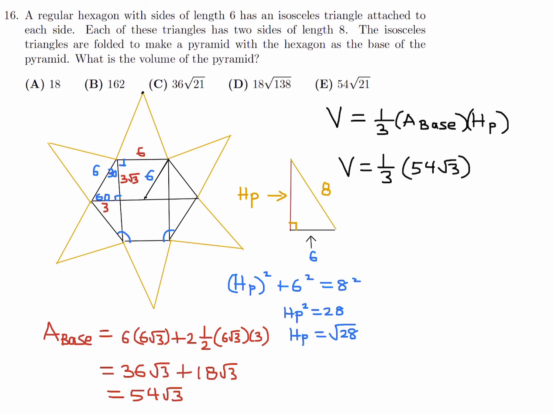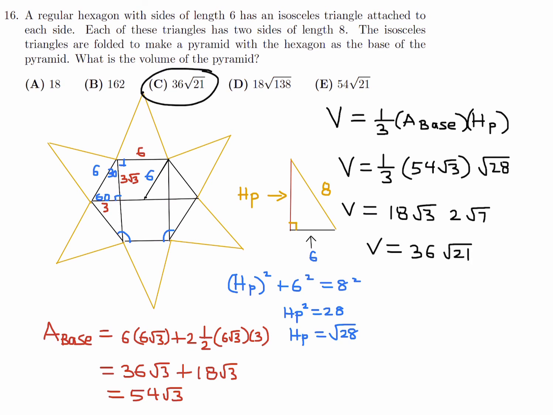And then the height I had previously figured out is root 28. So let's see here. That becomes 18 root 3. Root 28 is what? 4 times 7, so 2 root 7. And this combines to give you 36 root 21. 36 root 21. Answer for number 16 is C.